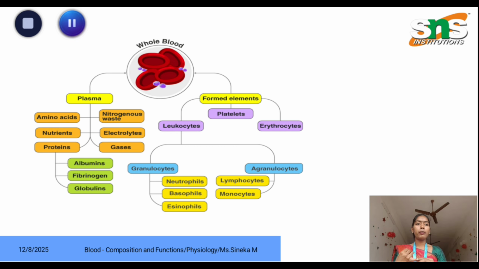Erythrocytes are responsible for oxygenation. They carry oxygen throughout the body from the lungs to the tissues. Next one is leukocytes. Leukocytes are responsible for protection. They provide immunity to fight against infections and prevent our body from various diseases. Next one is platelets, to prevent excessive bleeding. They are mainly responsible for clot formation to prevent the bleeding.